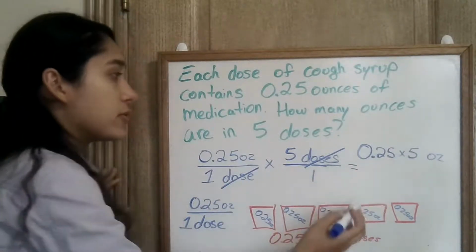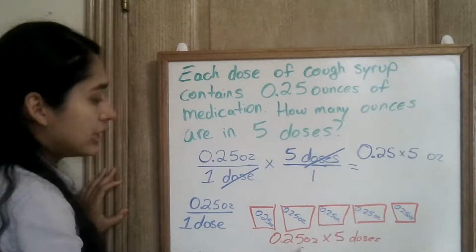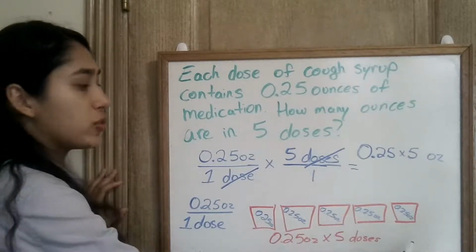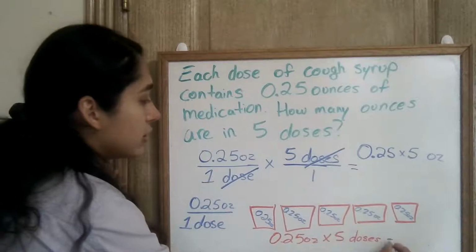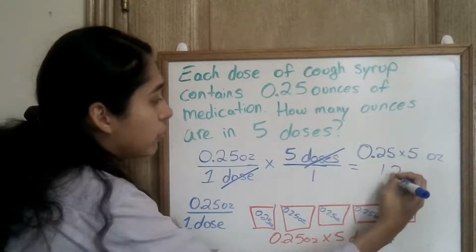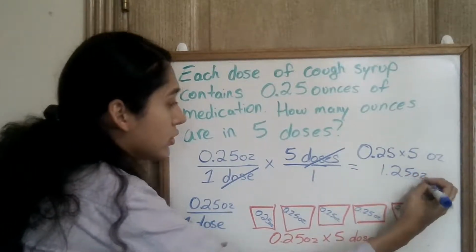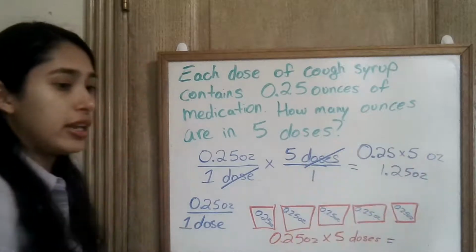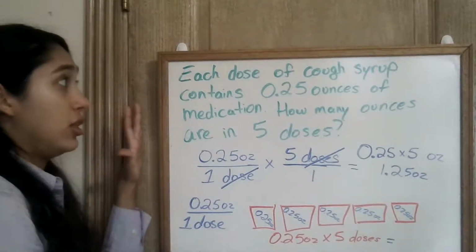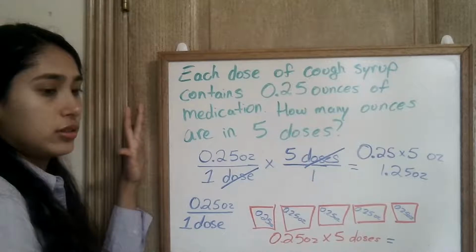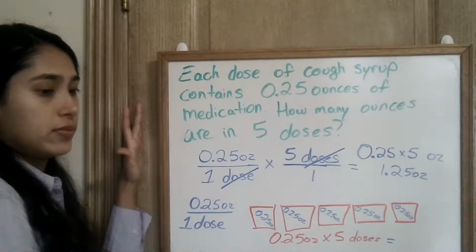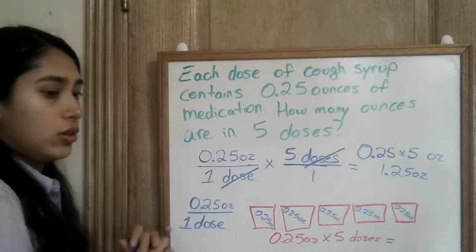So 0.25 times 5, hey, that looks familiar. It's the same thing we did when we drew it out. So we know that is 1.25 ounces. Any questions on this? Okay.